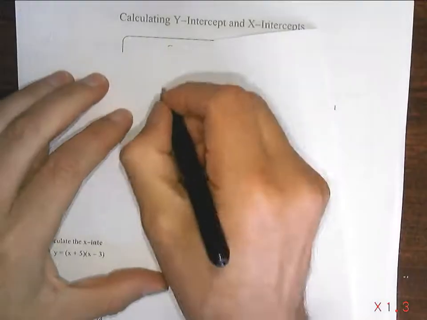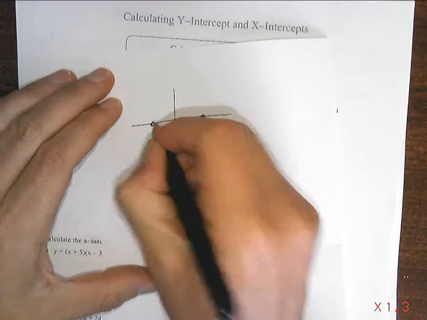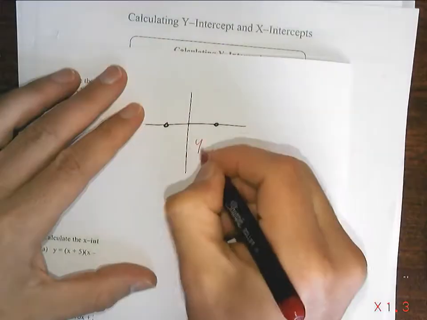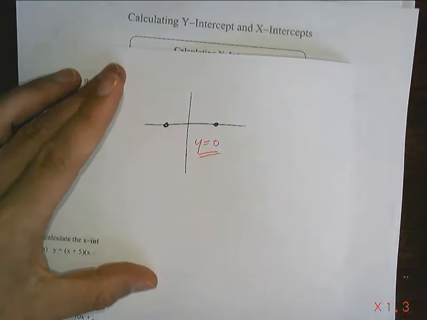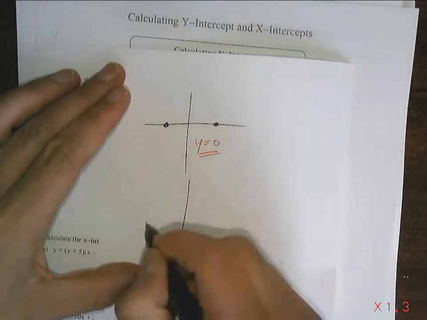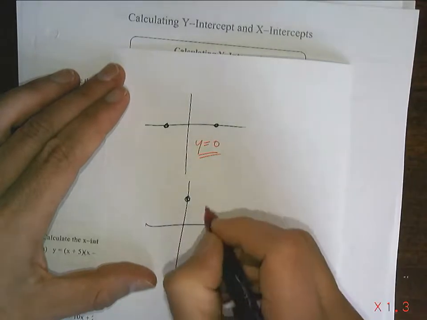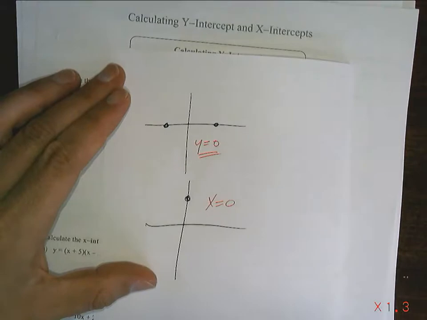For an x-intercept, that's where it crosses the x-axis, and you know and I know y must equal 0 for all of those. Otherwise, it wouldn't be on the x-axis. For a y-intercept, you know and I know x must equal 0. Otherwise, it can't be on the y-axis. We've got to know that.